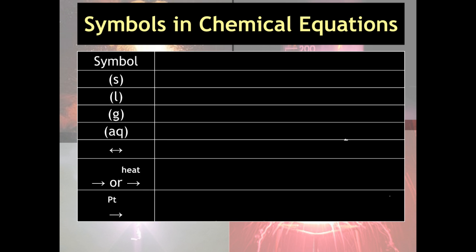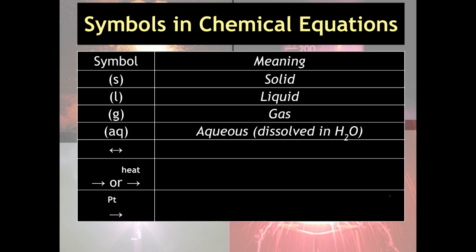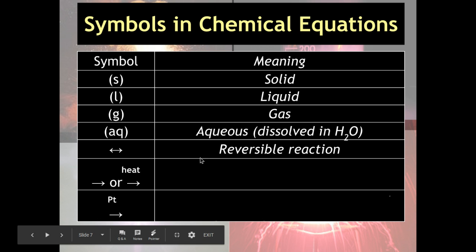All right, now. The symbols in chemical equations, what do they mean? Well, S means a solid, in parentheses, of course. What would the L mean? Liquid. What would the G mean? Gas. What would the AQ mean? Aqueous. If you don't know what aqueous stands for, that means it's dissolved in water. Good old H2O.